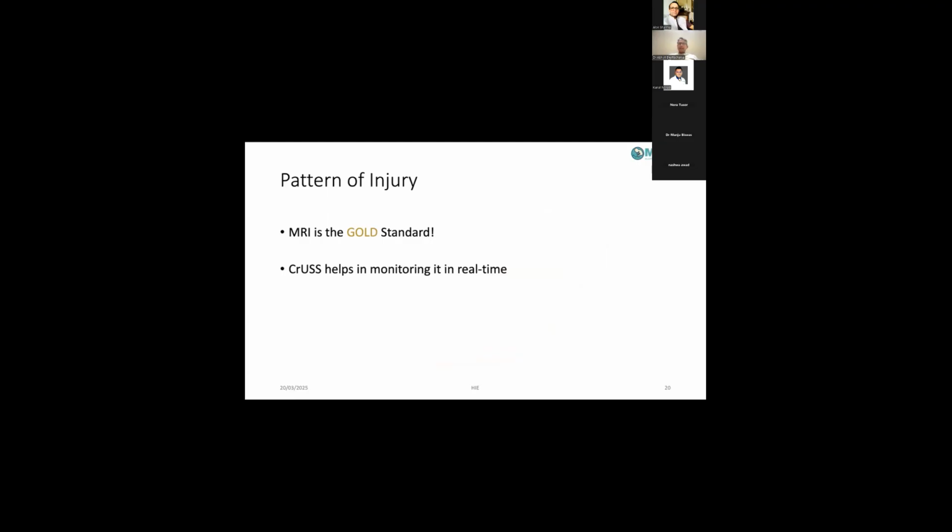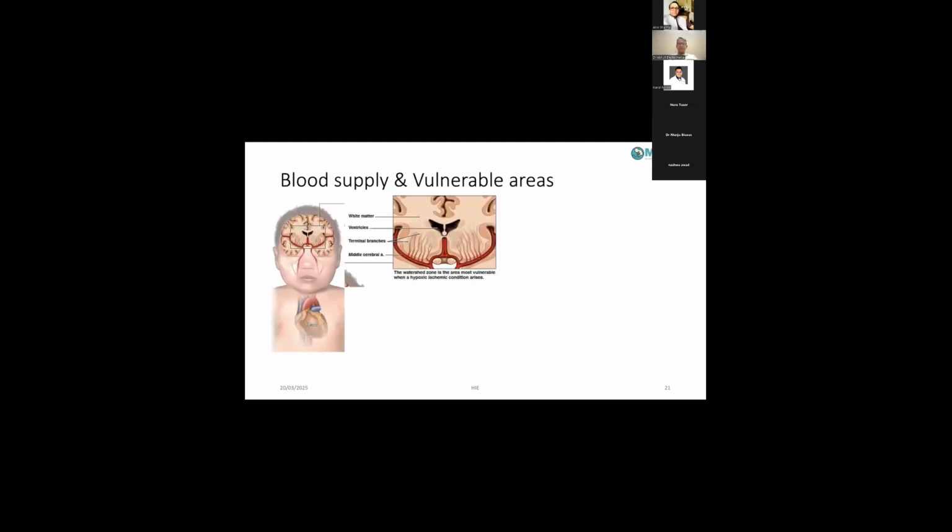When we talk about the injury and assessing, monitoring, or prognosticating, MRI is the gold standard in HIE. It is the gold standard, and we always end up doing the MRI. But because of the technical challenges while the baby is being cooled, it is really difficult to do serial monitoring. That's where the cranial ultrasound comes in. But the gold standard will always be MRI.